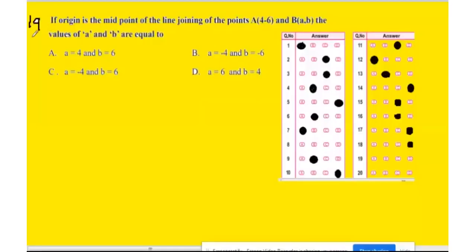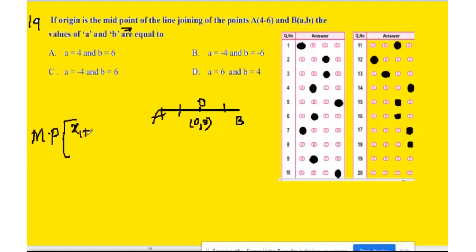19th question, if origin is the midpoint of the line joining the points 4, minus 6 and A, B, then find the values of A and B. So I am drawing a line AB, and there is an origin which is represented as O. Clearly AO and BO are equal. Reason is they are the midpoint. O is the midpoint of line AB. So we will use the midpoint formula for this question. We all know that midpoint formula is x1 plus x2 by 2 and y1 plus y2 by 2.